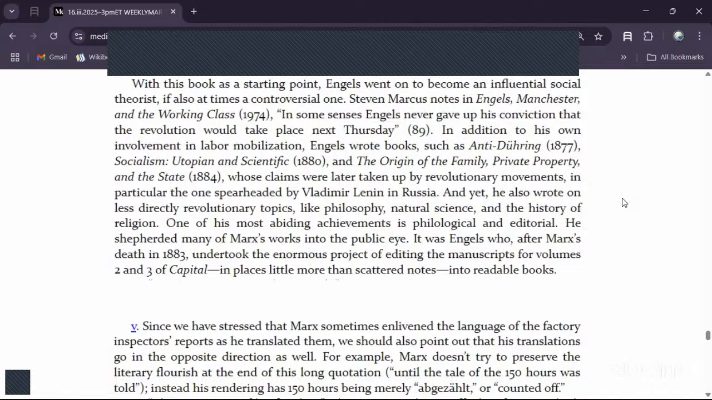One of his most abiding achievements is philological and editorial. He shepherded many of Marx's works into the public eye. It was Engels who, after Marx's death in 1883, undertook the enormous project of editing the manuscripts for volumes 2 and 3 of Capital, and turned little more than scattered notes into readable books.